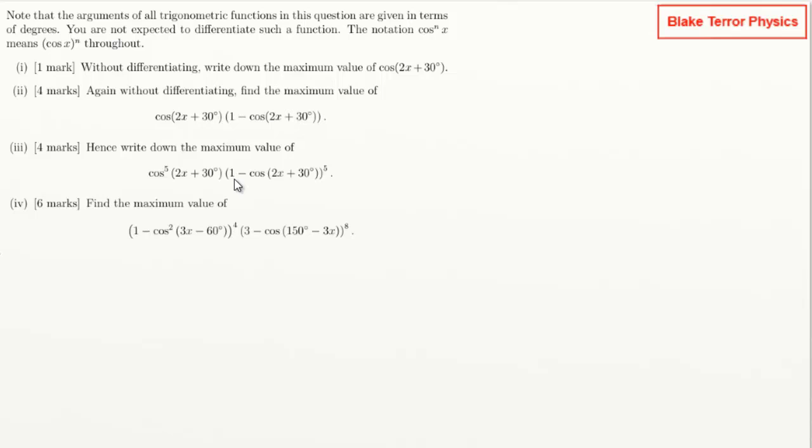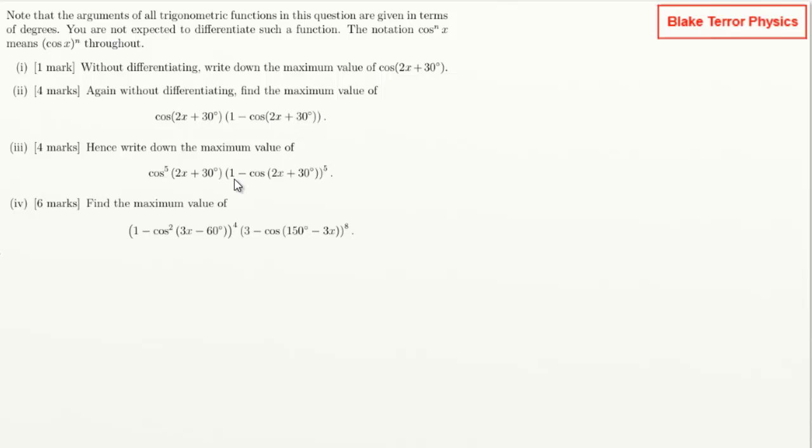Hello, this is question 3 from the 2023 MAT. Note that the arguments of all trigonometric functions in this question are given in terms of degrees. You are not expecting to differentiate such a function. And the notation on cos to a certain power is just telling us notation.